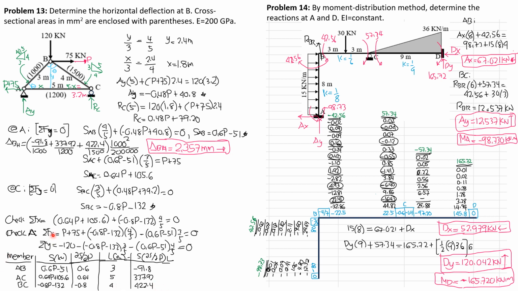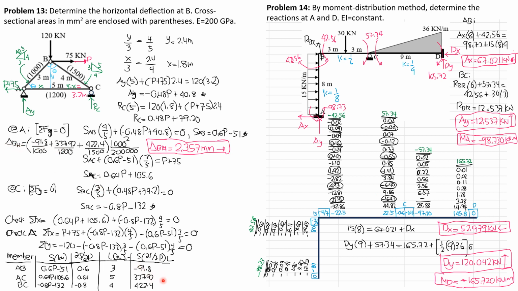Take note that these members have different areas. So summation of S, partial of S with respect to P, times length over AE, is equal to the horizontal deflection at B. It should be multiplied by 1000 squared because this is in kilonewton meter, to make it Newton mm, divided by area, which is in mm squared, E in megapascals, Newton per mm squared, or 200,000. So we factor out 1000 squared and 200,000 because that is common, and we only divide these values by the area. So this is the calculation.